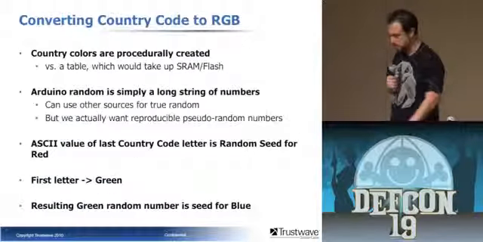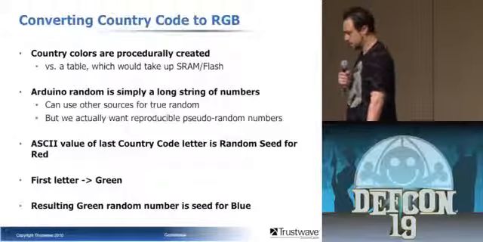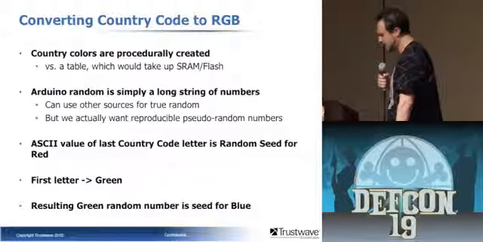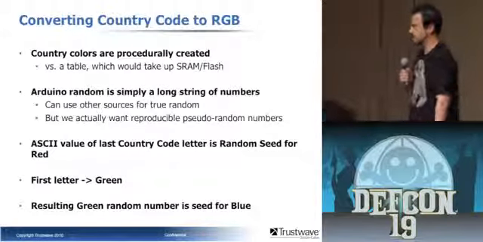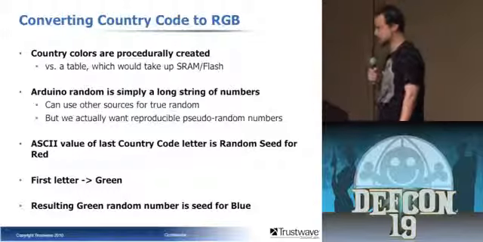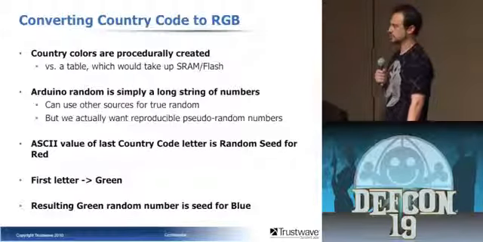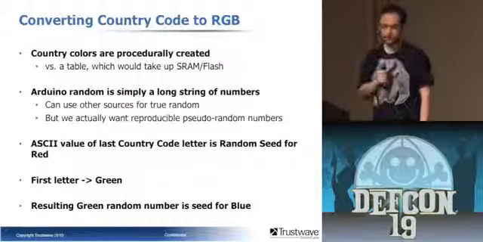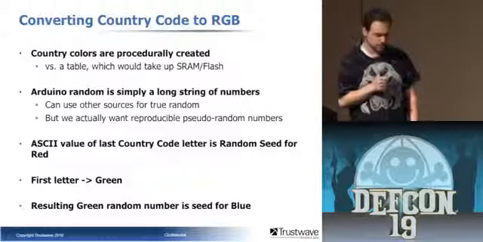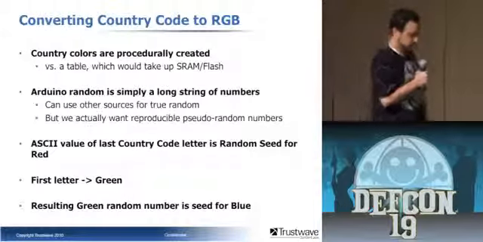This is something I did. This was kind of my contribution, where I had this problem where I only have 32K of flash and 2K RAM. I didn't want to store a big static table in memory to convert country codes to RGB values. You're going to see why this is important in a minute.